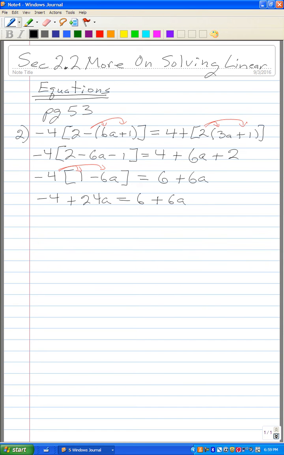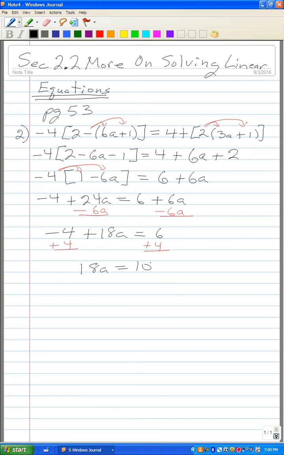Now let me use the additive property of equality to isolate a on one side of my equation. So let me subtract 6a from both sides of my equation. So that by the additive property of equality, I get -4 plus 18a equals 6. Let me again use the additive property of equality to isolate a on one side of my equation. And so I get 18a is equal to 10.